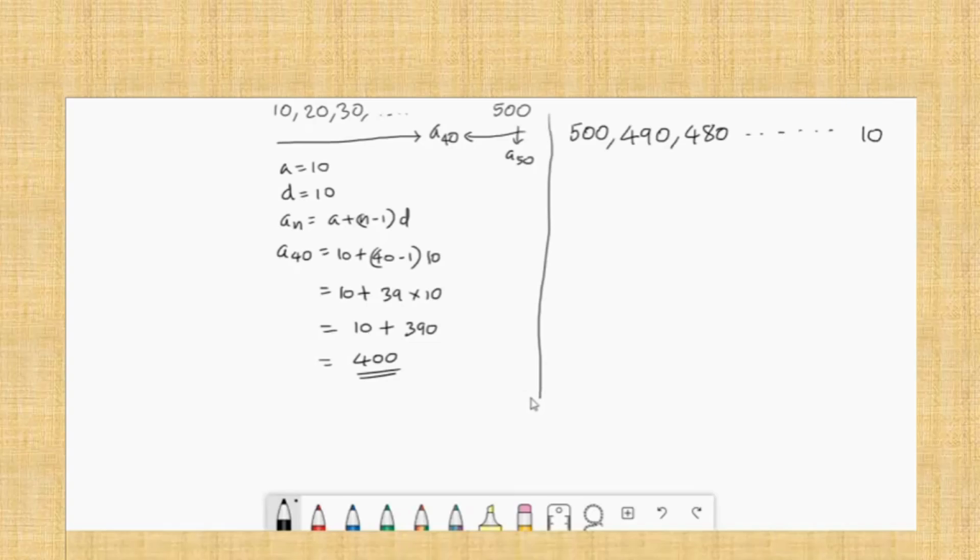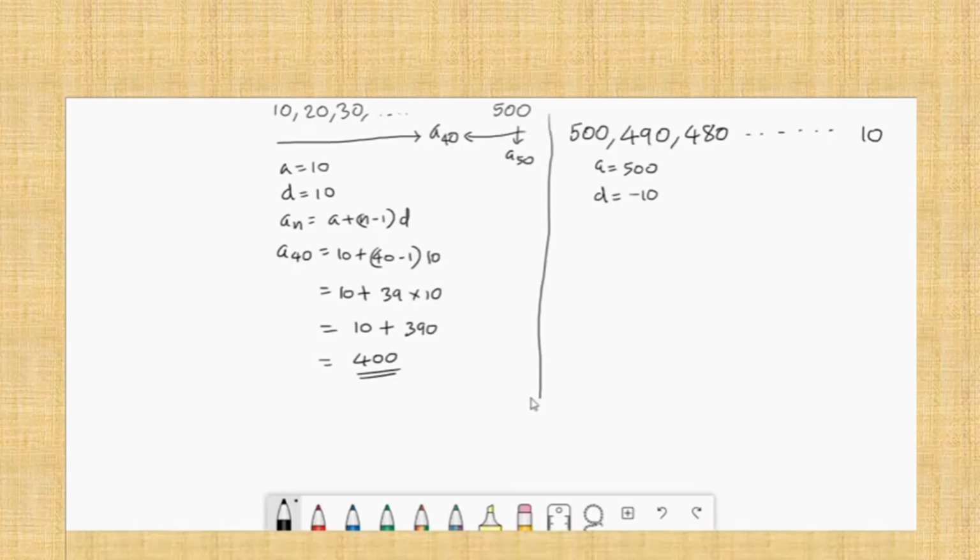Okay, now our question is to find the 11th term of this reversed arithmetic progression. And in this arithmetic progression, A is equal to 500 and D will be, what will be the common difference? Okay, when we reverse an arithmetic progression, the common difference will become the negative of the original. So here our given arithmetic progression is 10, 20, 30 and its common difference is 10. Therefore, when we reverse it, our common difference will become minus 10, right? So 500 plus minus 10 is 490, right? 490 plus minus 10 is 480, etc.